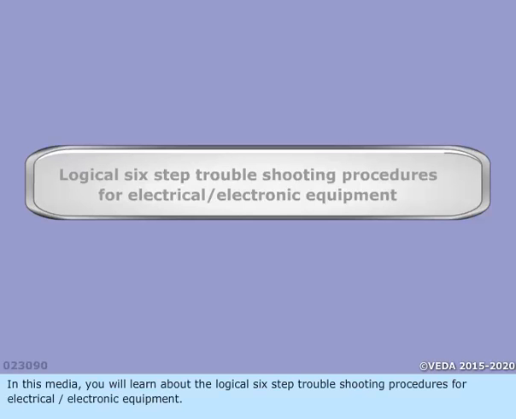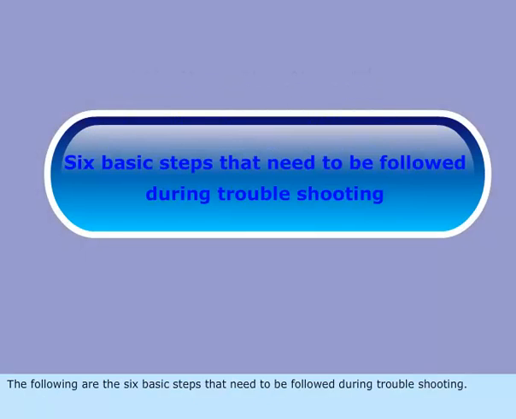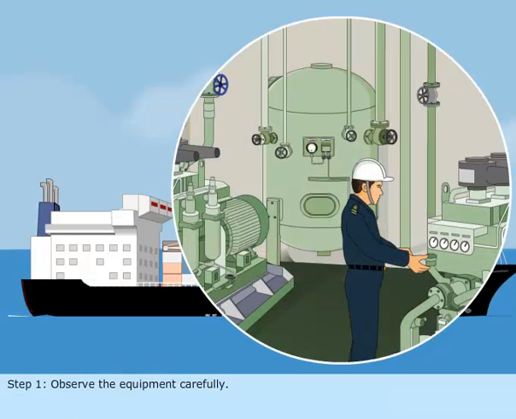In this media, you will learn about the logical 6-step troubleshooting procedures for electrical and electronic equipment. The following are the 6 basic steps that need to be followed during troubleshooting.